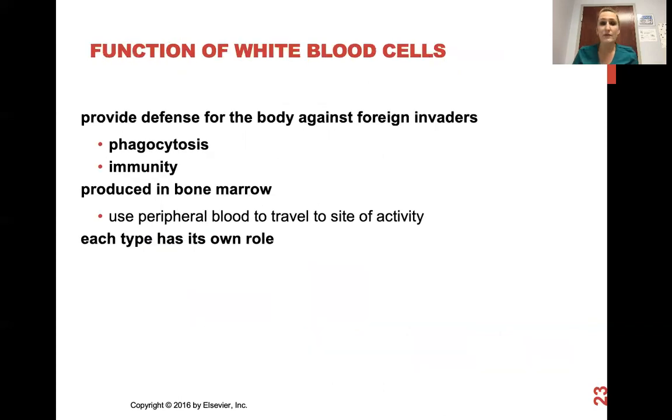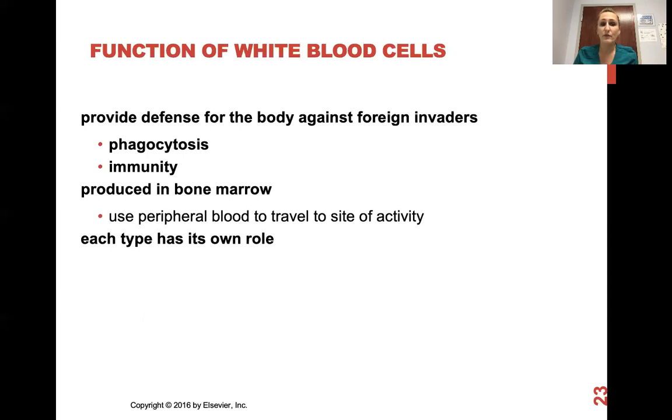White blood cells are kind of your personal army. They provide defense for the body against foreign invaders, microinvaders, parasitic worms, overgrowths of bacteria, viruses that have gotten into your body. They play a role in phagocytosis for getting and killing and destroying those foreign invaders, and they play a role in immunity as well. They are also produced in the bone marrow, just like red blood cells and thrombocytes.